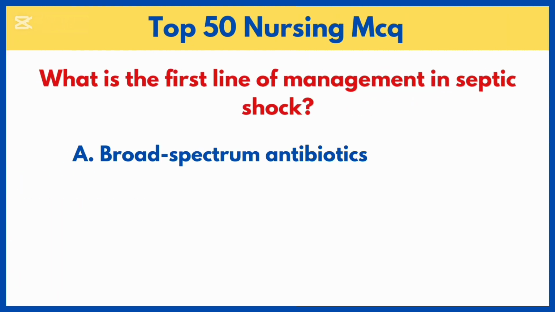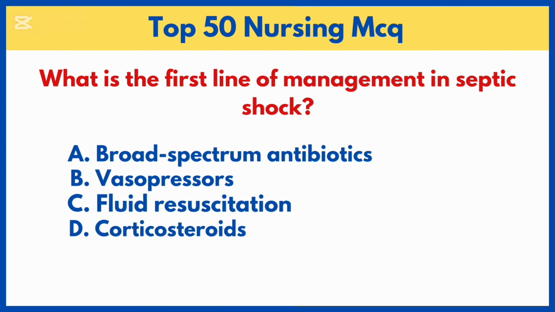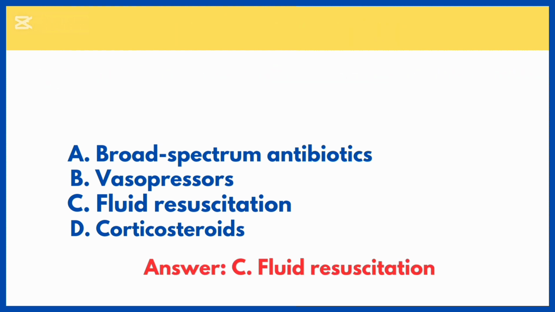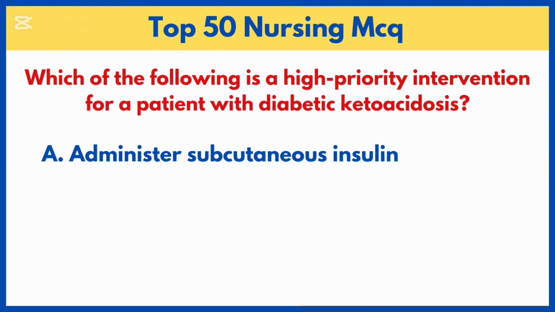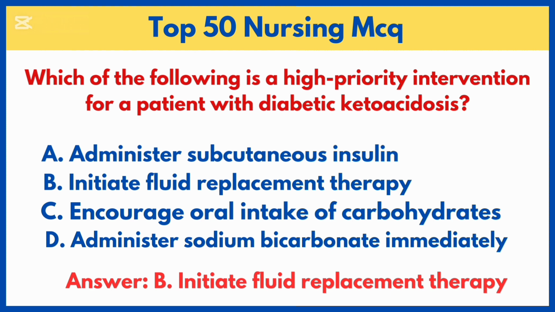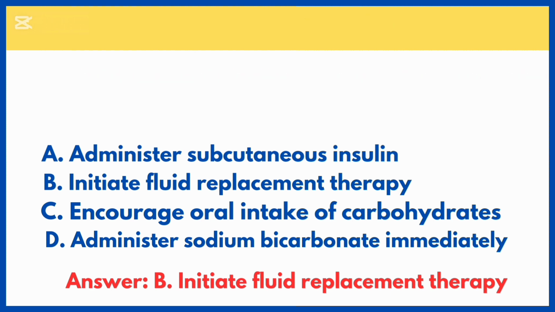What is the first line of management in septic shock? Correct answer is option B, fluid resuscitation. Which of the following is a high priority intervention for a patient with diabetic ketoacidosis? Correct answer is option B, initiate fluid replacement therapy.